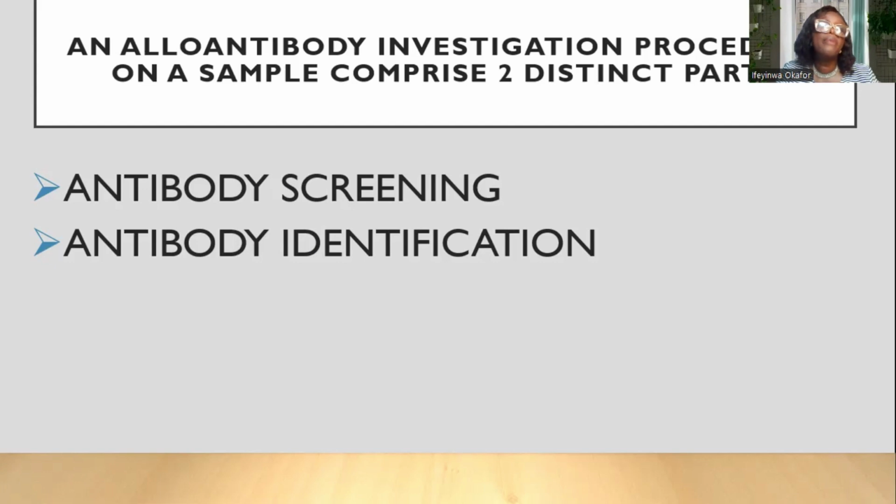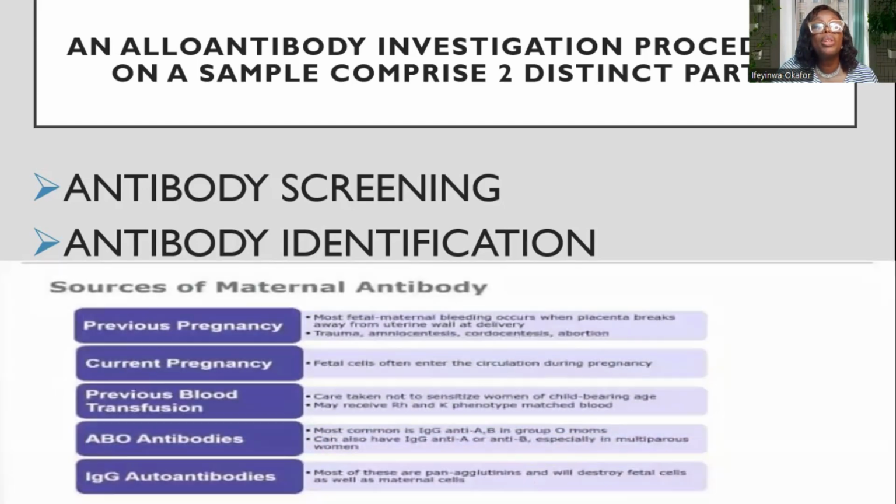And then when you must have identified the antibody, the next thing is to do what? To check for the antibody strength, the concentration of the antibody. And for you to do that, you need to do what we call antibody titration.